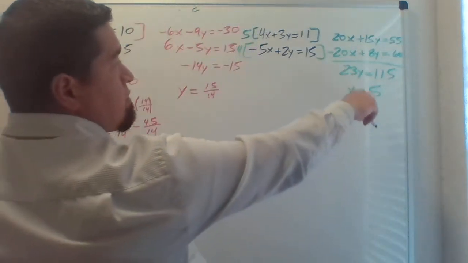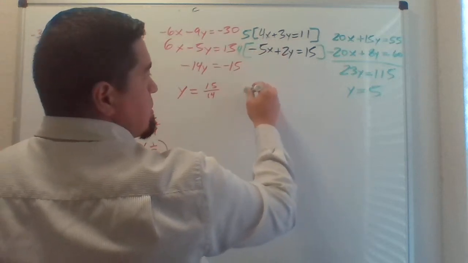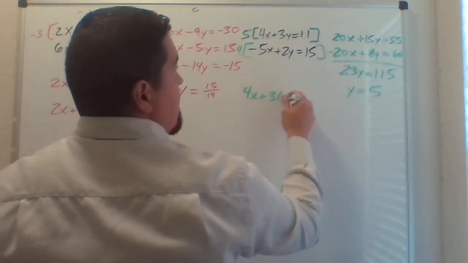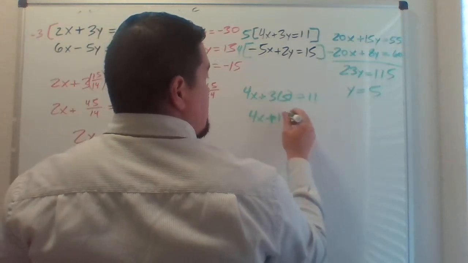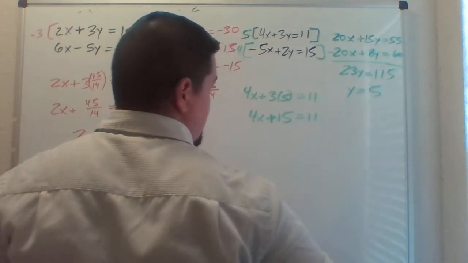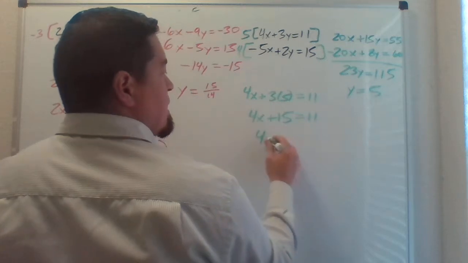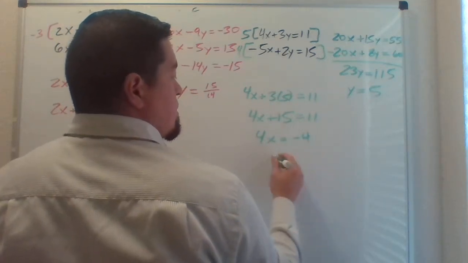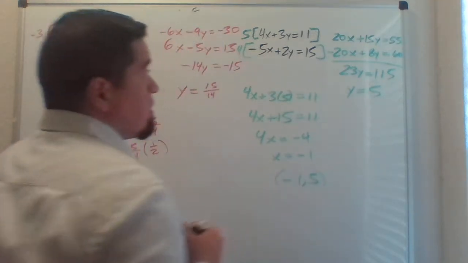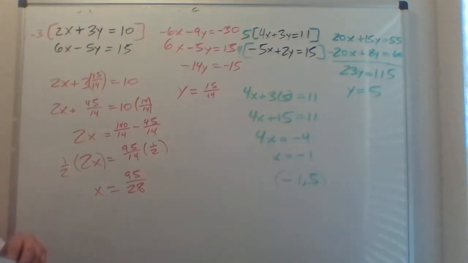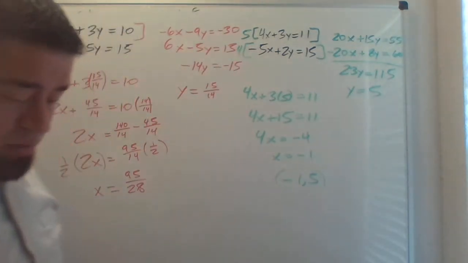Okay, and then you're going to plug the 5 in for either one of the equations. The top one looks easier, so I'll do that. Plus 3 times 5 equals 11. So that's 4x plus 15 equals 11. Subtract 15, you get negative 4, and then divide, you get negative 1, so your coordinate is negative 1, 5. Okay, and that's how you do it using elimination, where you have to multiply both equations by a certain number.